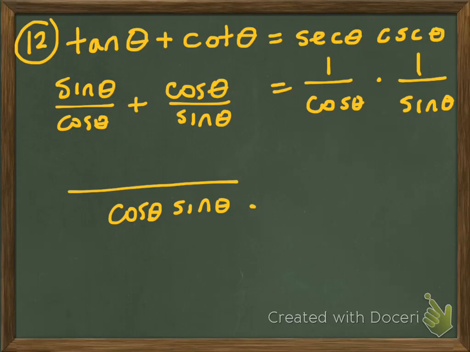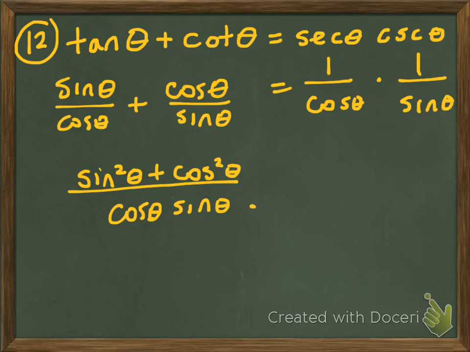To get the common denominator for the first term, what would I have to multiply by? Sine over sine, right? So what would that give me on the top? Sine squared theta. Plus, so far so good? How about the other guy? I'd have to multiply by cosine theta over cosine theta to get the common denominator, which would give me cosine squared theta. Ding, ding, ding.